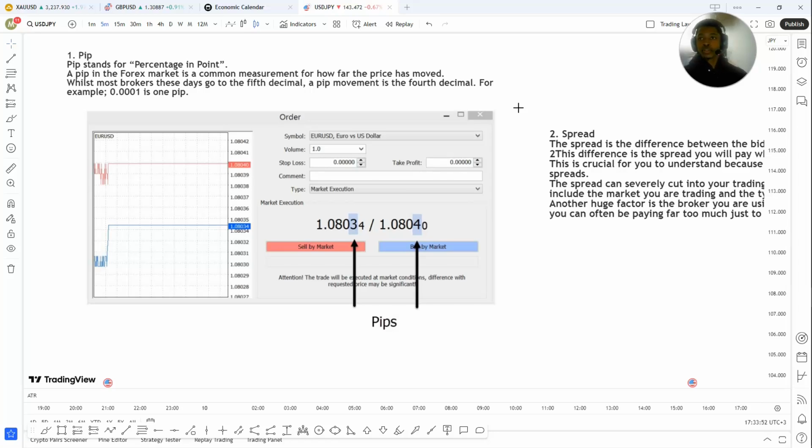Today we are going to cover two topics: the general terminology, or the slang, which is used in forex trading, and we are also going to cover money management.